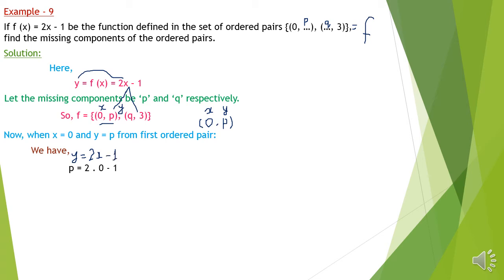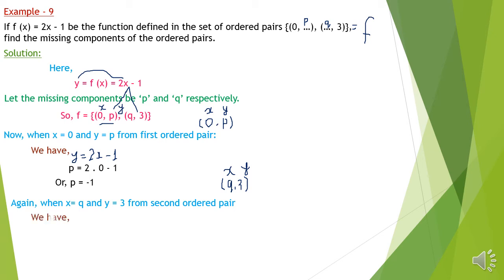Exactly, we have replaced the value of x and y, so we can easily calculate the value of p, that is minus 1. And now the next ordered pair, that is q, 3, not minus 3, q, 3. In this ordered pair, pre-image is q and our image is y. Our antecedent is q and our consequence is y. Our input is q and our output is y.